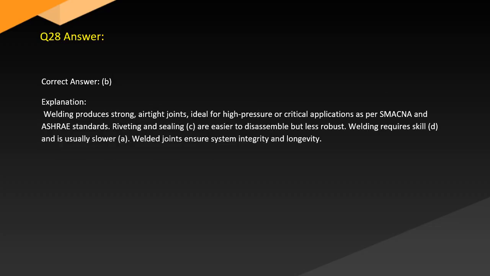Answer. Correct answer, B. Explanation: Welding produces strong, tight joints ideal for high-pressure or critical applications as per SMACNA and ASHRAE standards. Riveting and sealing, C, are easier to disassemble but less robust. Welding requires skill, D, and is usually slower. Welded joints ensure system integrity and longevity.